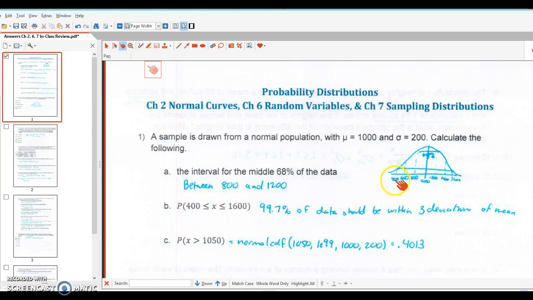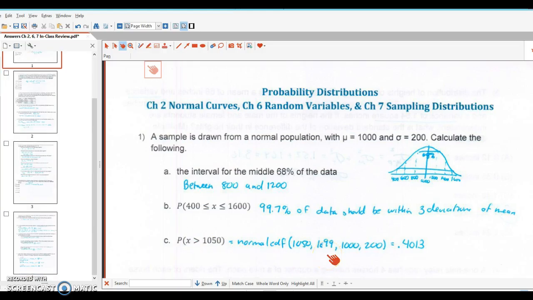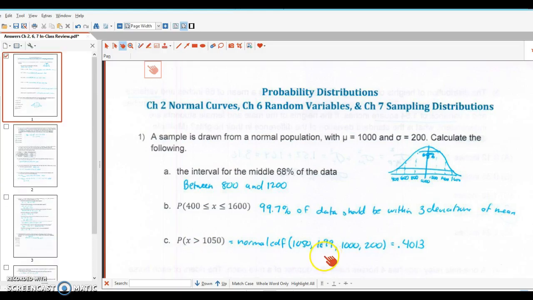400 to 1,600, though, especially since I already have my curve, I can see that's three deviations on either side, so about 99.7% of my data. Now notice the next one, starting with the next one, I have values that are not nice 1 or 2 or 3 deviations on either side. In fact, the fact that it's just one-sided tells me that either doing the z-score formula and table A or normal CDF would be the better option.